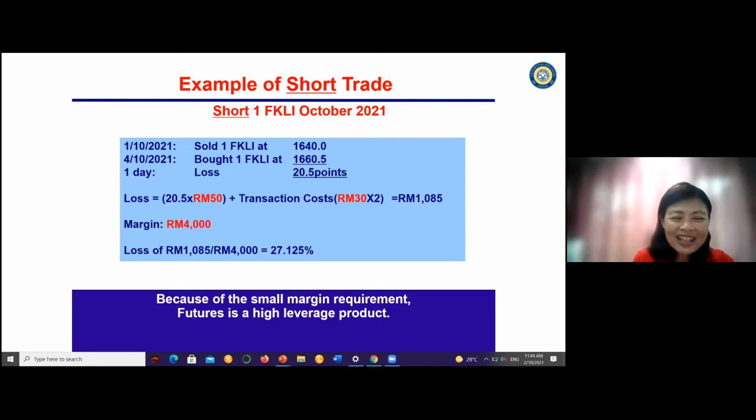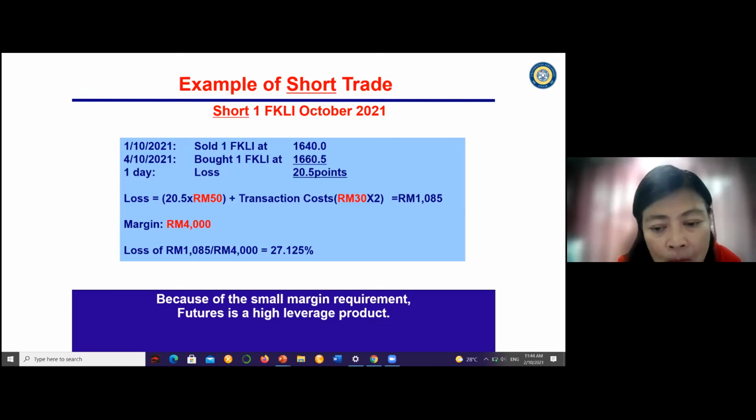So that's why it says that for a small margin, you can either make a lot of money, profit a lot, or you can lose a lot. Okay, that's why it says futures is a highly leveraged product.